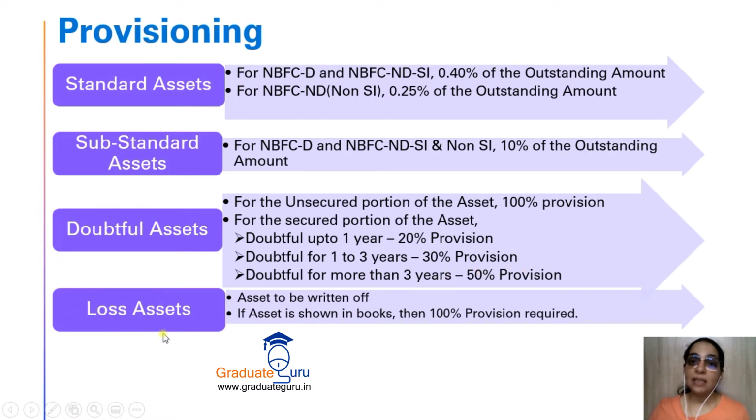और loss assets अगर हैं, loss assets obviously are those assets जहाँ पर auditor ने कह दिया है कि इनको loss assets में ही categorize करना है. In that case, you have to write off the asset or at least you have to create 100% provision on that asset. So, how to classify into standard, substandard, doubtful? एक बार ये भी revise कर लेते हैं.